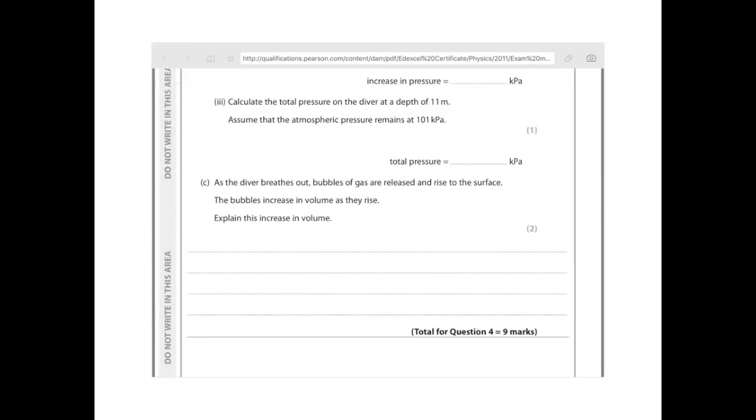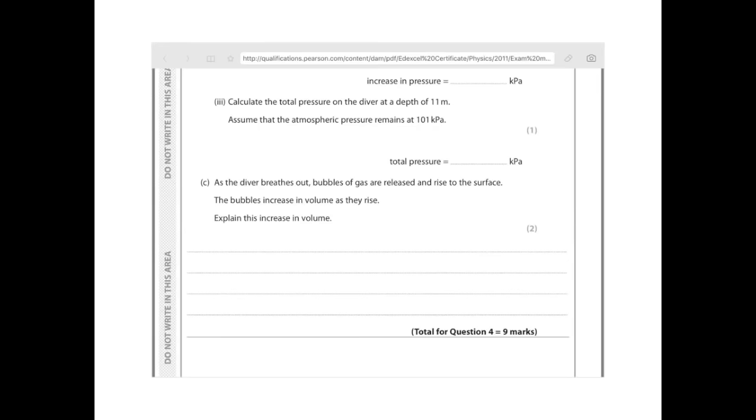C. As the diver breathes out, bubbles of gas are released and rise to the surface. The bubbles increase in volume as they rise. Explain this increase in volume, 2 marks. Make 2 separate points. One of the most basic arguments you can make here is that it will be warmer closer to the surface of the sea because you're closer to the sun. That would be worth 1 mark.